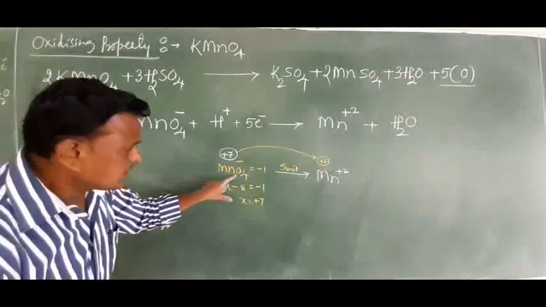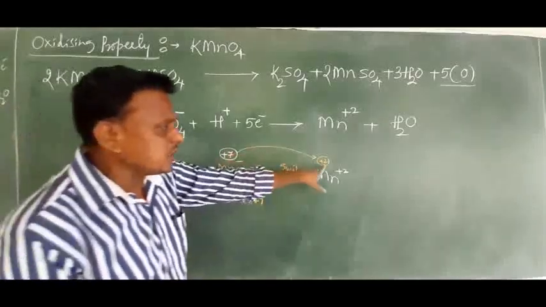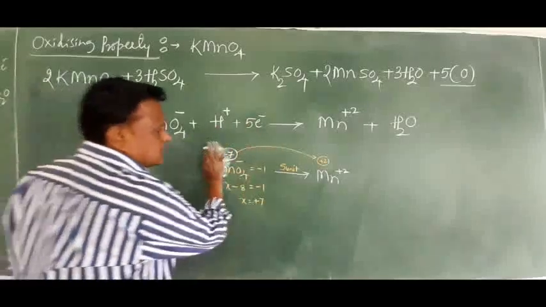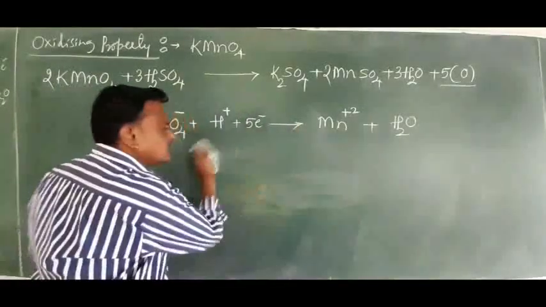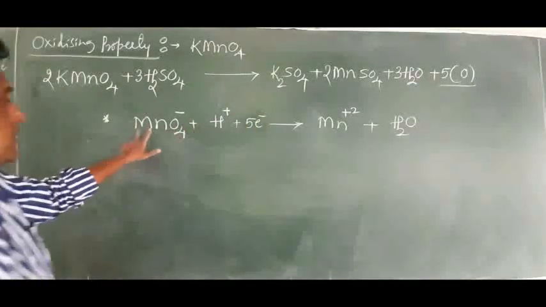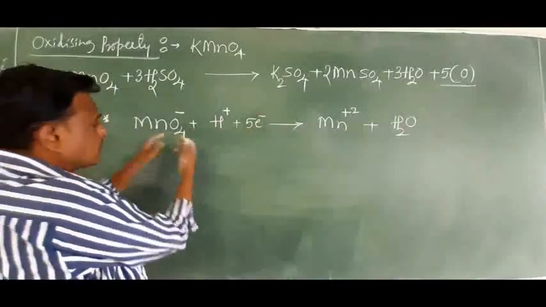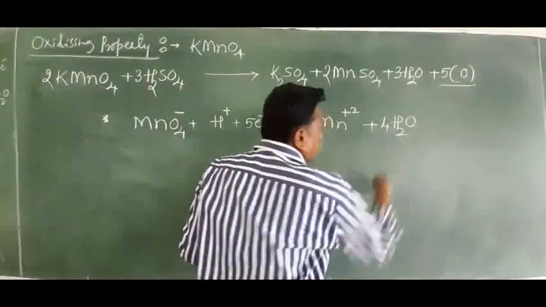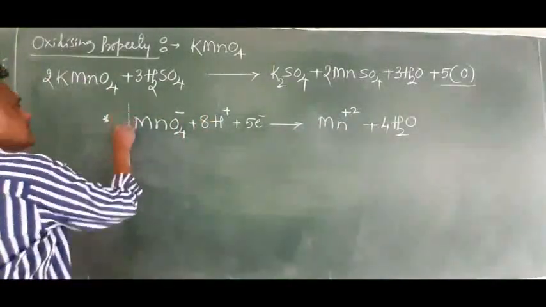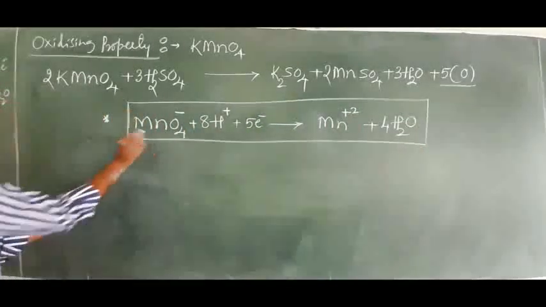I repeat, in MnO4 minus, manganese has plus 7 and it changes to plus 2. The decrease is 5 units, due to 5 electrons. Now, friends, you have carefully balanced this one. MnO4 is balanced, Mn is balanced, hydrogen is balanced. Here there are totally 4 oxygen and 4 oxygen. 4 twos are 8 hydrogen, 5 electrons. This is our final reaction for this chapter.